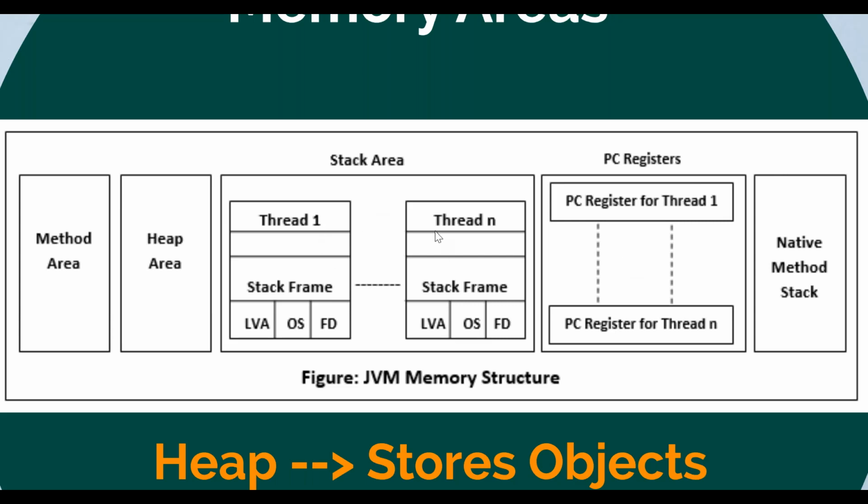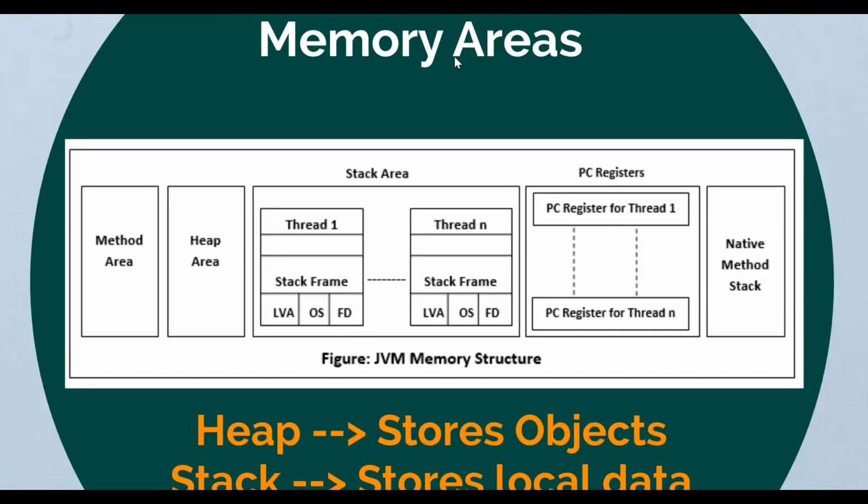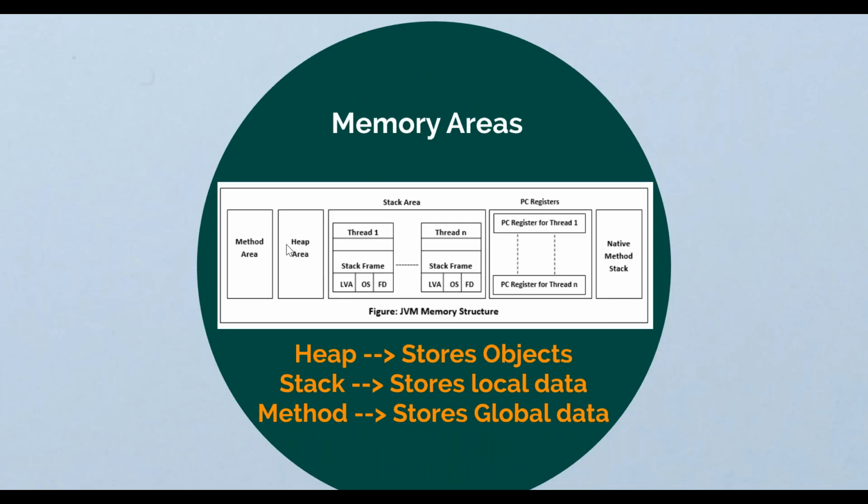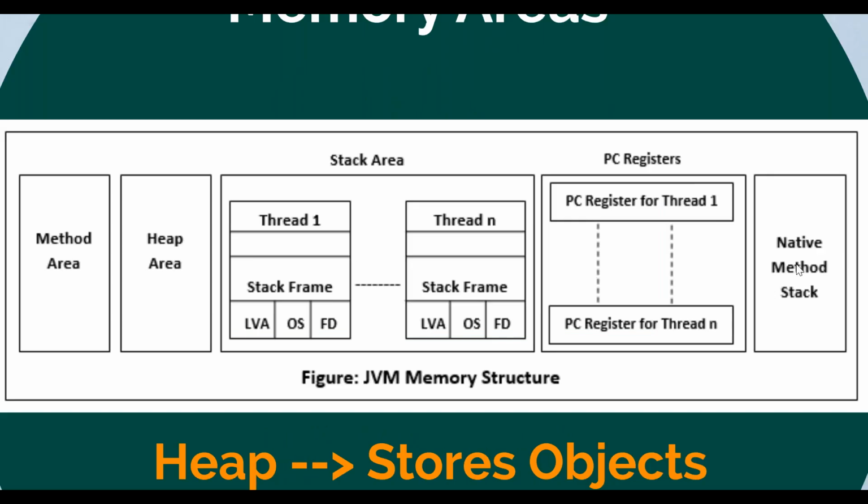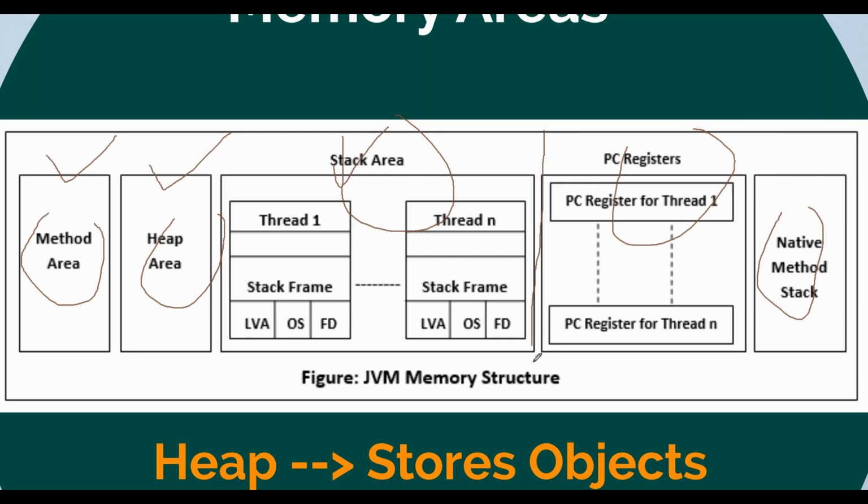So let me explain the different memory areas. For that, let me go back and give you easy understanding. What are the different areas inside? The different areas inside are method area, heap area, stack area, the PC registers, and native method stack. The things that are important to us are method area, heap area, and stack area. The other two are related to the operating system or are programming language specific.